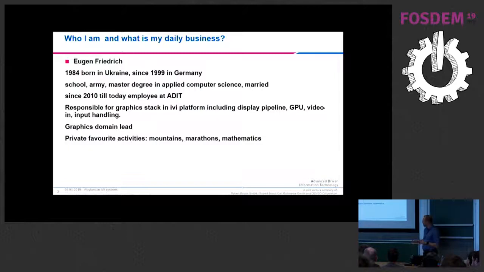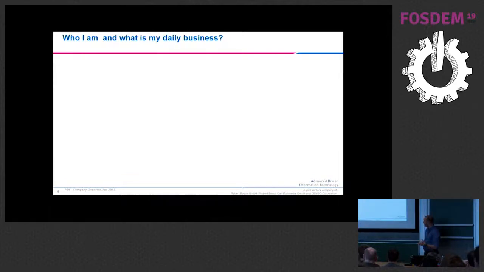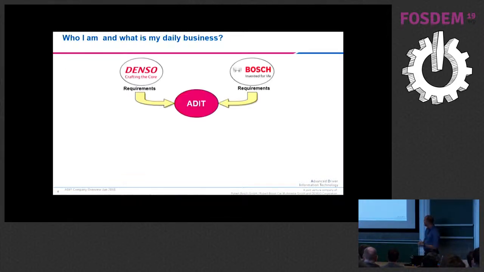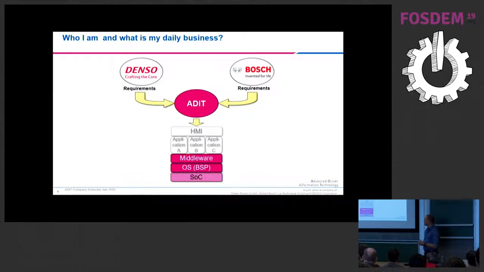I would also like to give you an overview of what we are doing at ADIT, so you know why we chose Weston and Wayland as a graphics system. ADIT was founded in 2003 by Bosch and Denso. From those two big companies, we are getting a lot of requirements. We need to harmonize them and create one single platform which will cover all the requirements.